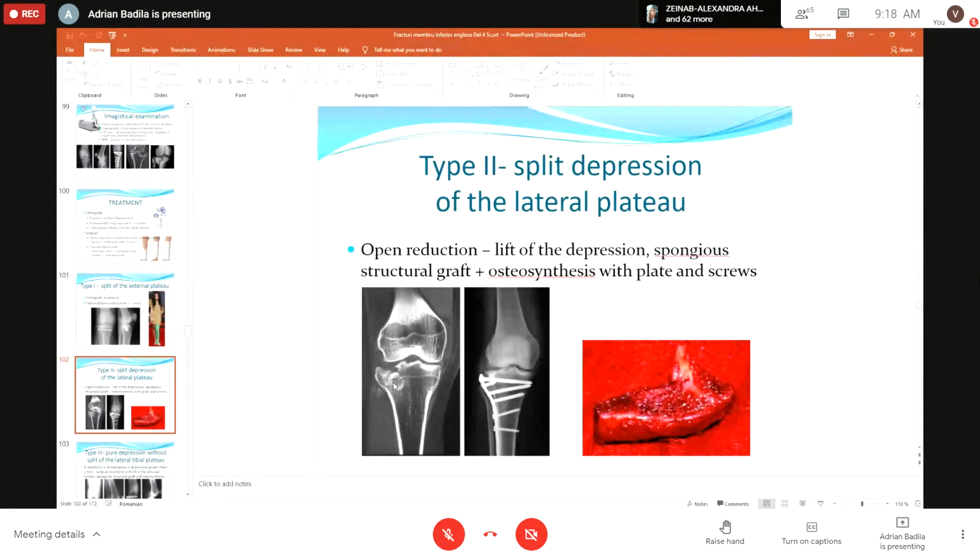It can be filled with spongial structural graft like this one, which is usually harvested at the level of the iliac crest of the patient. That means it is an autograft. Or in older patients, we can use a bone substitute. And after that, osteosynthesis with plate and screws. Weight bearing is always allowed at 3 months after surgery.